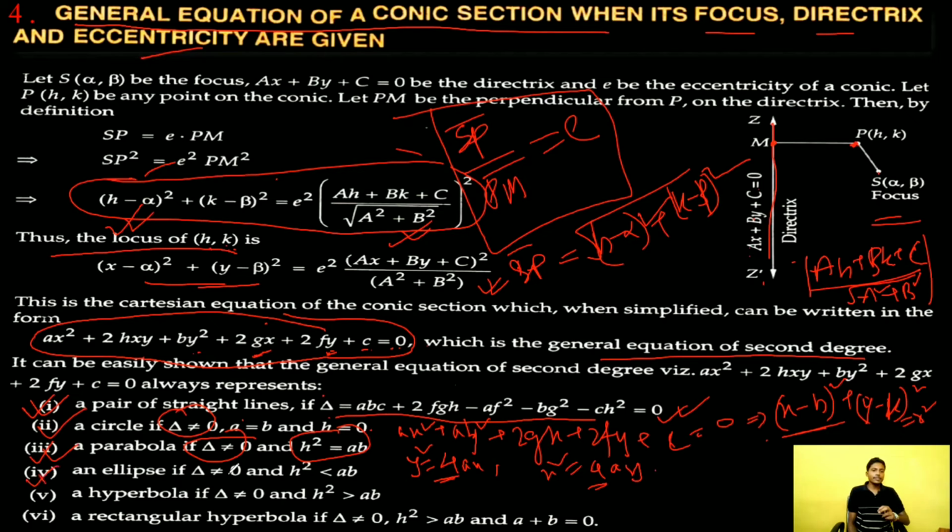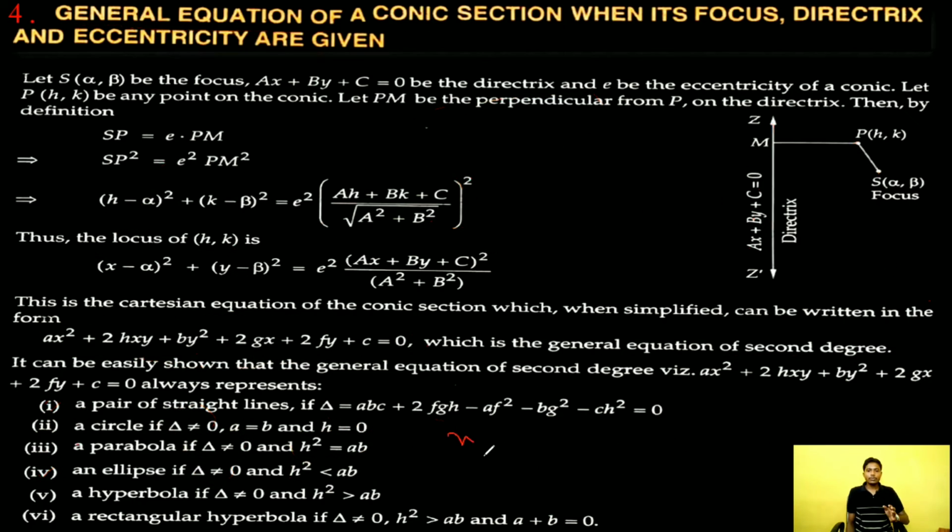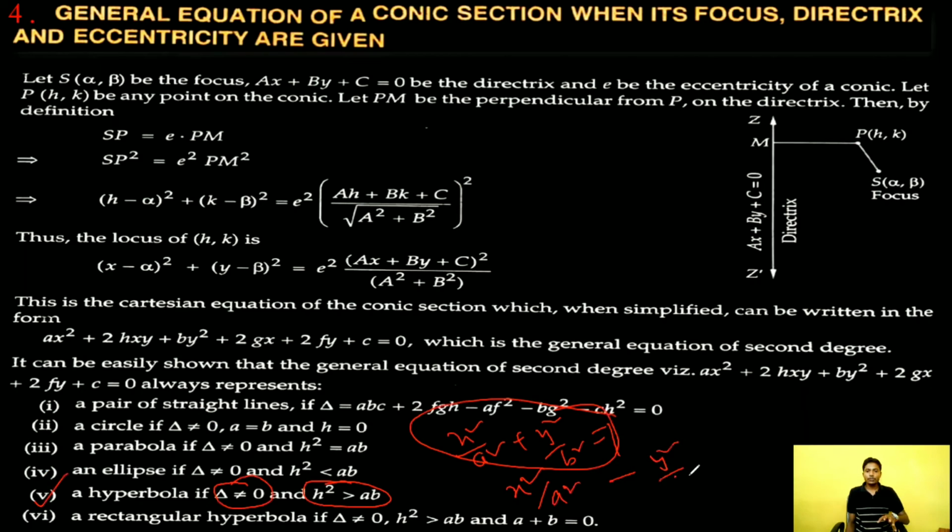Now ellipse: when delta is not equal to 0 and h square is less than ab, then we will have an ellipse, and the equation of ellipse is x square by a square plus y square by b square is equal to 1. This is the standard equation of ellipse. Now hyperbola: when delta is not equal to 0 and h square is greater than ab, then we will have the equation of hyperbola, which is x square by a square minus y square by b square is equal to 1. This is our standard equation of hyperbola.